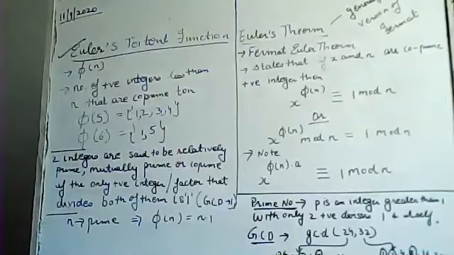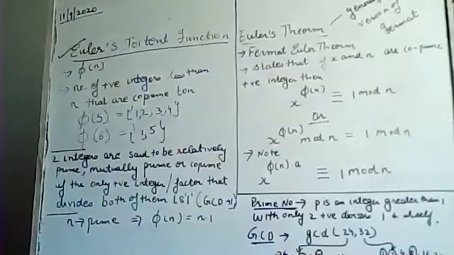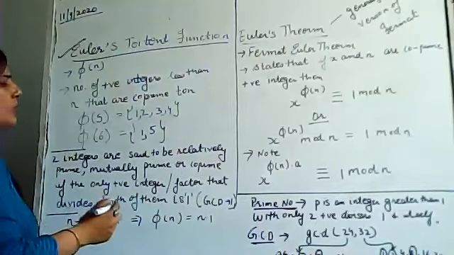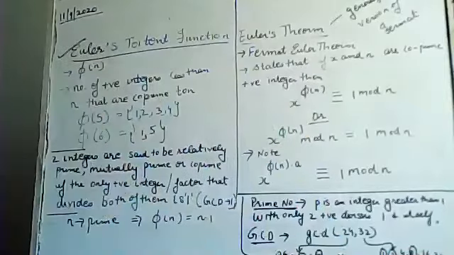The first numerical portion related to cryptography is Euler's quotient function. Before that, I hope you all understand the concept of prime numbers. So what is a prime number? A prime number is an integer greater than 1 with only 2 positive divisors.